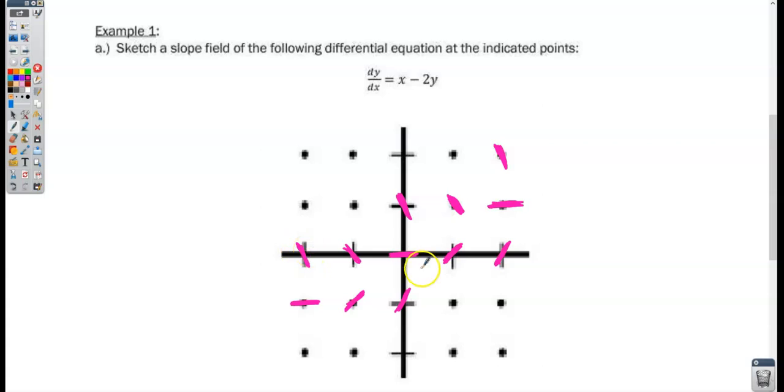And let's see. Now I just need to pick points that I don't have the slope at yet. Let's go to the point 1, 2. 1 minus 2 times 2, that's -3. So we're going to put a slope of -3. And there will be a slope of -3 at this point as well.